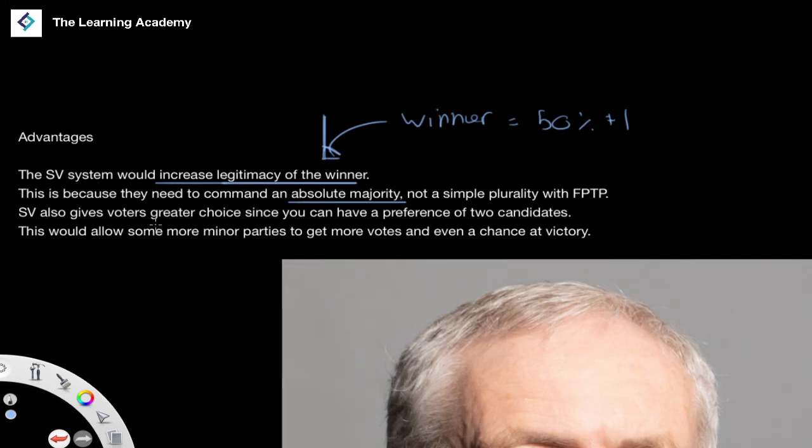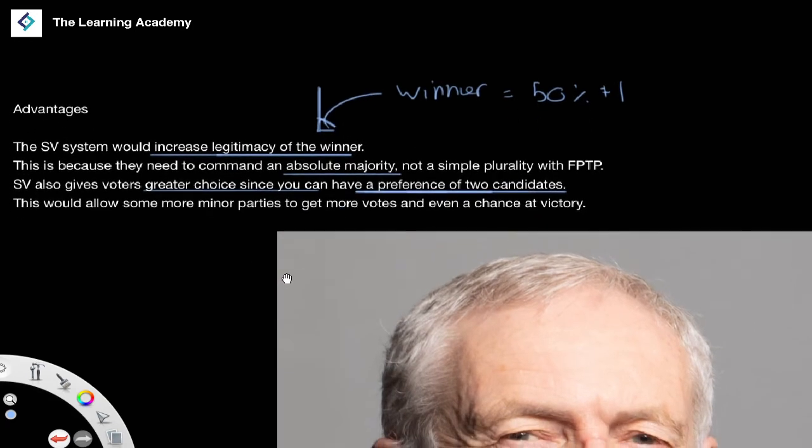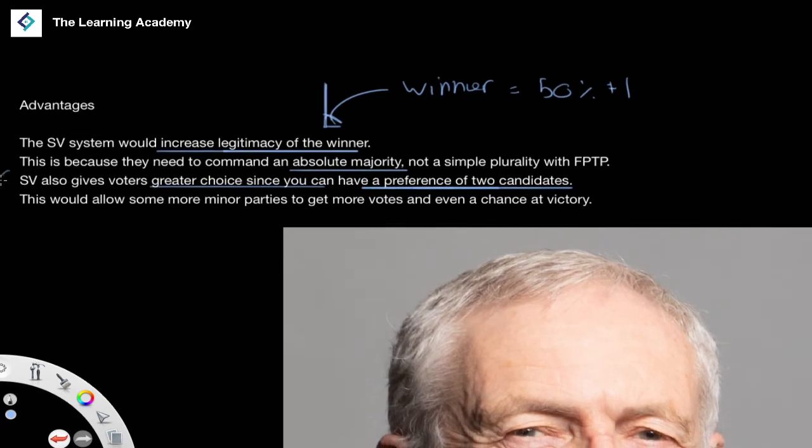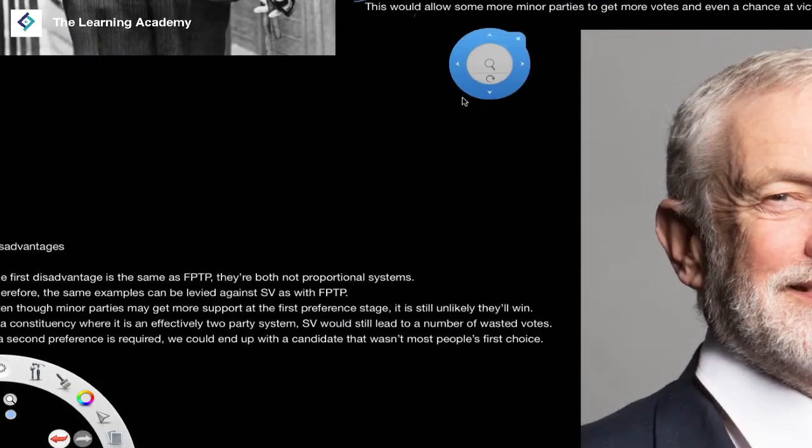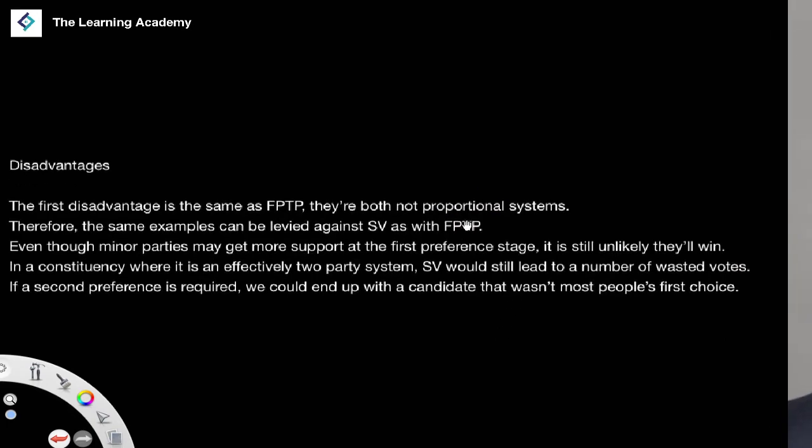The supplementary vote also gives a greater choice. Okay, so you might have a situation where you can't pick between candidates. Well, in this situation with supplementary vote, we don't have to. We can have a preference. You can say first preference, second preference, and there you go. And that's a great way of being able to choose more than one candidate and having your second preferences also count towards the final vote total. And this obviously should allow some minor parties to get votes and even a chance at victory. Now, on the other hand, there are also a lot of disadvantages.